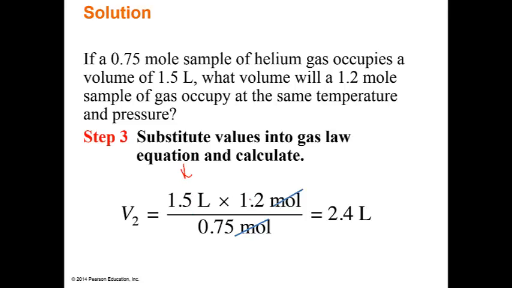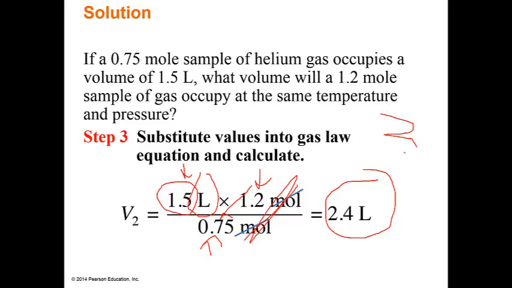Our V1 is 1.5 liters. Our new moles are 1.2 moles. And our old moles, N1, is 0.75. See how the moles will cancel, because we're searching for liters, so that's what we're going to be left with. So we go 1.5 times 1.2 divided by 0.75. That gives us 2.4 liters of volume. Now, if I said the new moles were 1.5 moles, well, that is going to double that 0.75. So our new liter value would actually be 3, right? Because 1.5 times 2 is 3.